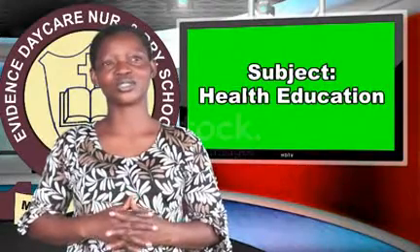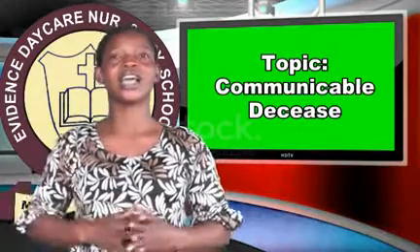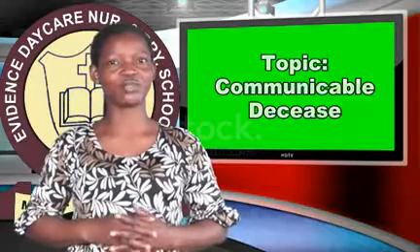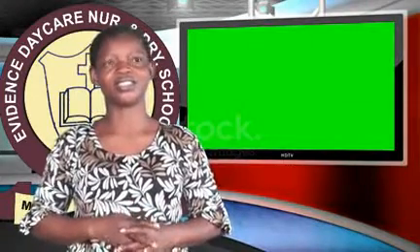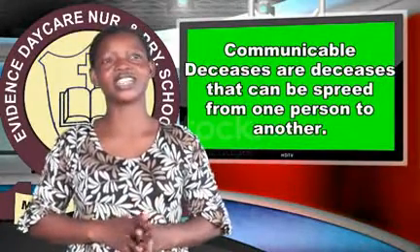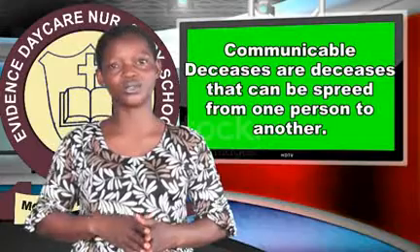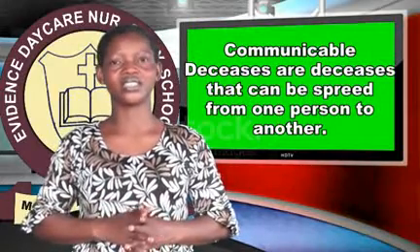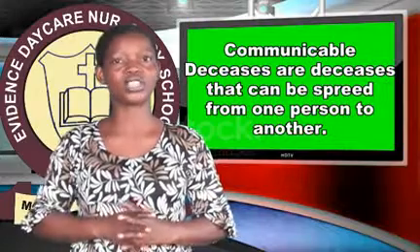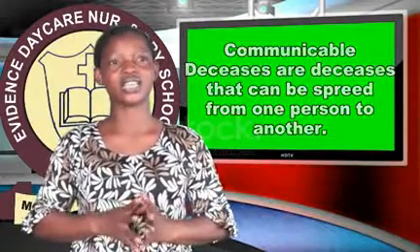In our health education today, we are talking about communicable disease. At the end of today's lesson, we should be able to define communicable disease and list examples of communicable diseases. What are communicable diseases? Communicable diseases are diseases that can be spread from one person to another. That is, the disease spread from one person to another person is known as communicable diseases.